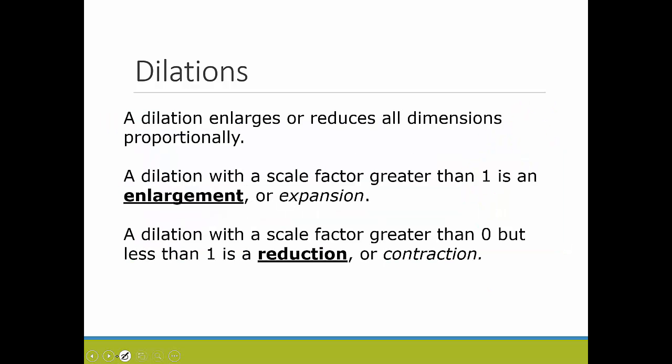A dilation enlarges or reduces all dimensions proportionally. A dilation with a scale factor greater than 1 is an enlargement, or it makes it bigger. And a dilation with a scale factor greater than 0 but less than 1 is a reduction, or a contraction.